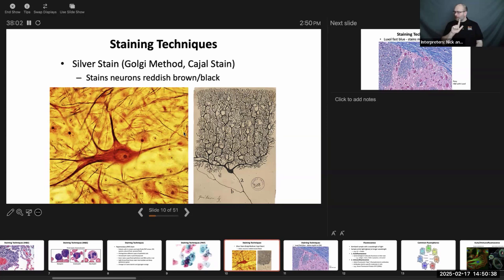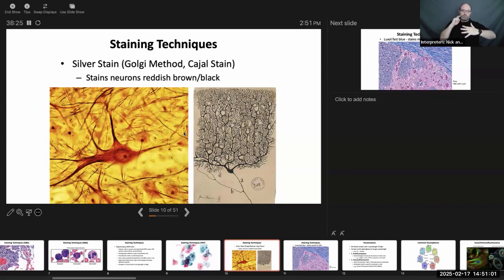So on the left, you see a typical neuron that's been stained with this silver stain technique. It kind of looks red, but it's usually described as a reddish brown stain, or even in some cases just solid black. And so the neurons just kind of pop out from all of the surrounding tissues.